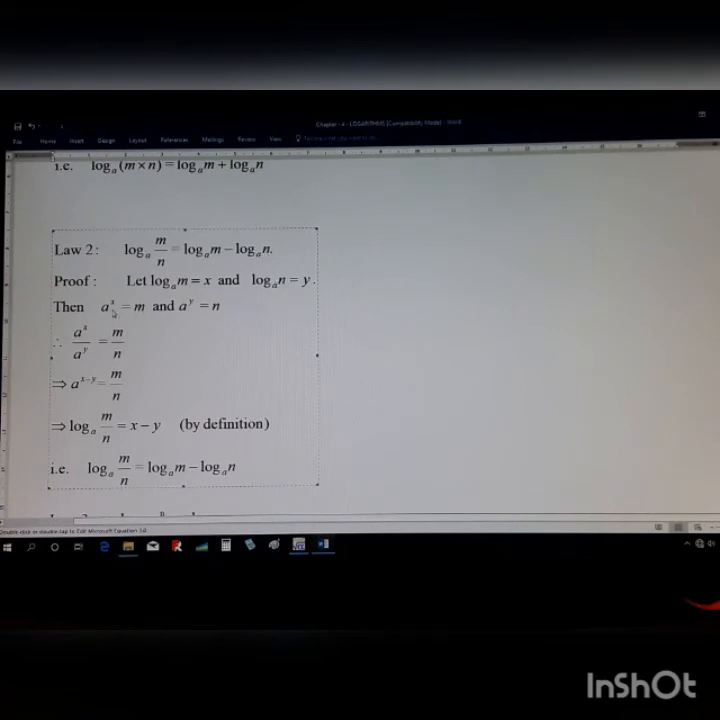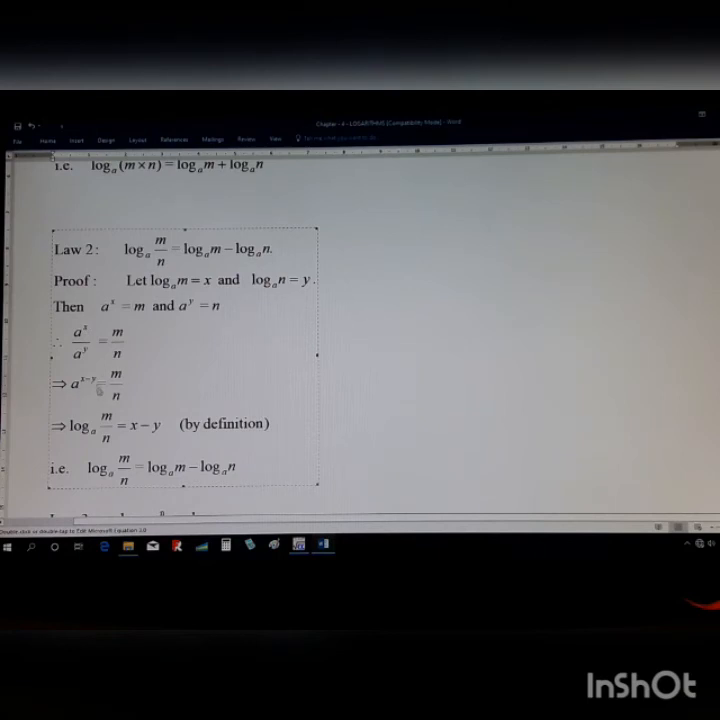Then we have this exponential form. Now let us divide: a to the power x by a to the power y is m by n. Now again let us apply the laws of indices. The bases a and a are the same, so we have to subtract the powers, x minus y. Whenever two numbers of the same base are divided, you have to subtract the powers.